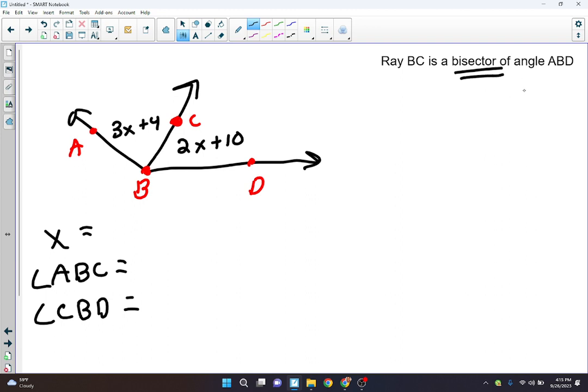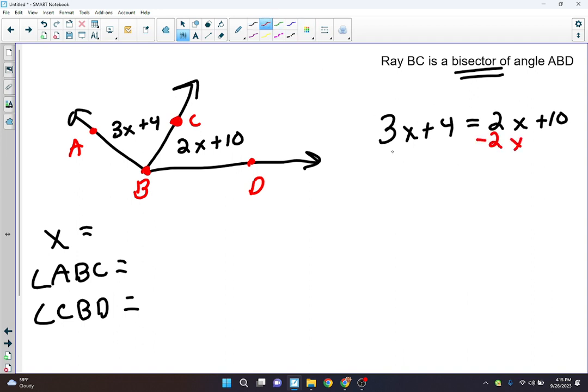Remember, when something bisects, it cuts it in half. That means the two pieces are equal, or the same, or congruent. So I'm going to set the math equal to each other: 3x plus 4 equals 2x plus 10. So if I see the word bisector, I'm supposed to make it equal. Yeah, that's a big hint that you're going to make it equal.